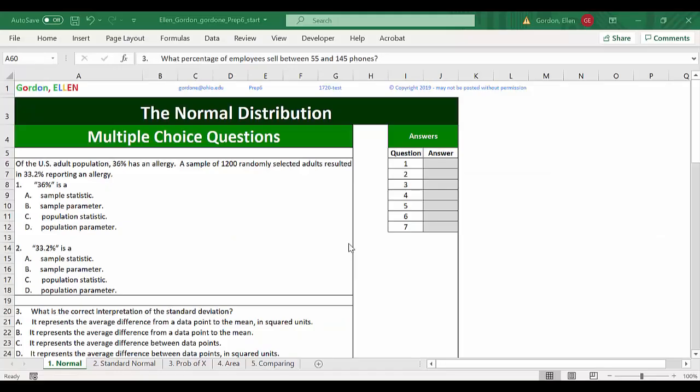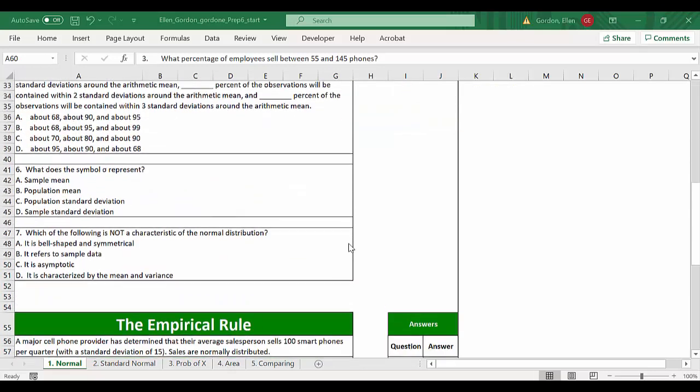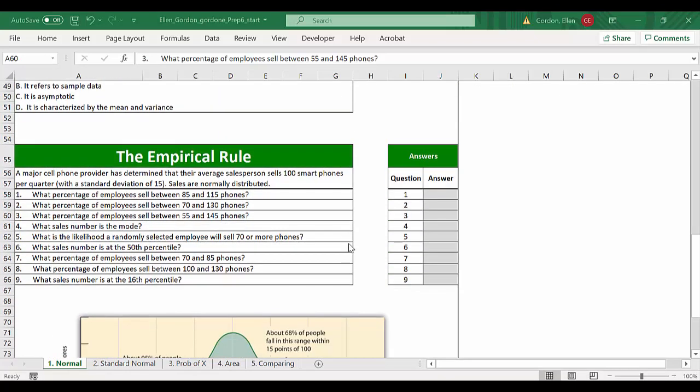Please open your prep assignment. Take time to answer the multiple choice questions. I'm not going to review the answers to these questions as they serve as a check that you comprehended the material that I just covered. If you're having difficulty answering the questions, please rewatch the video. However, I will review the questions regarding the empirical rule.